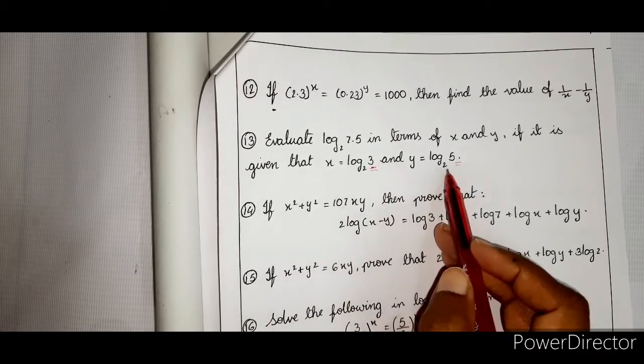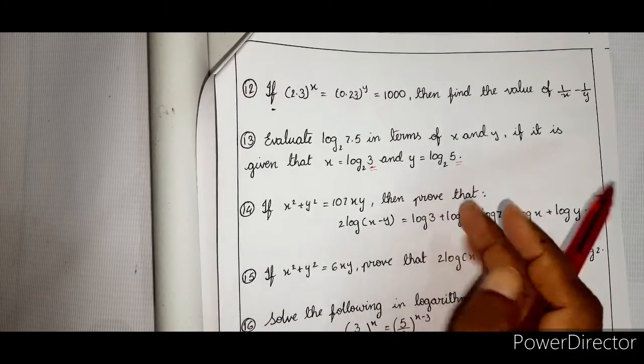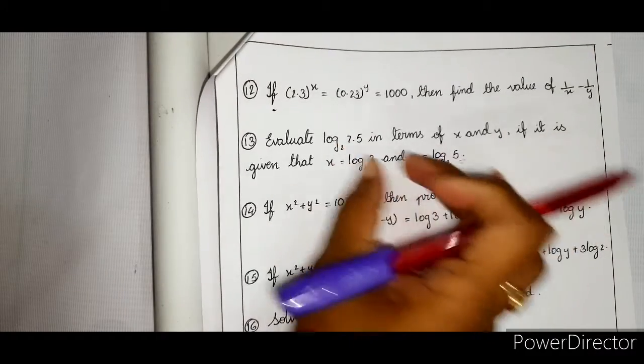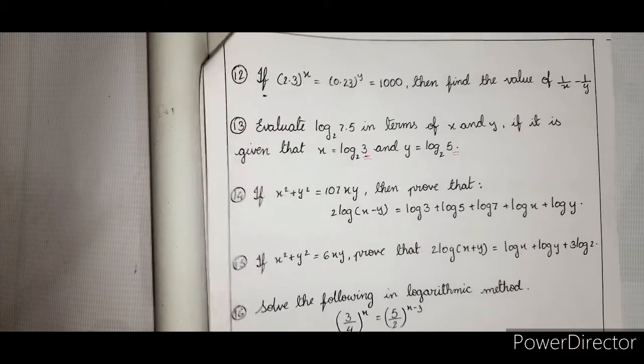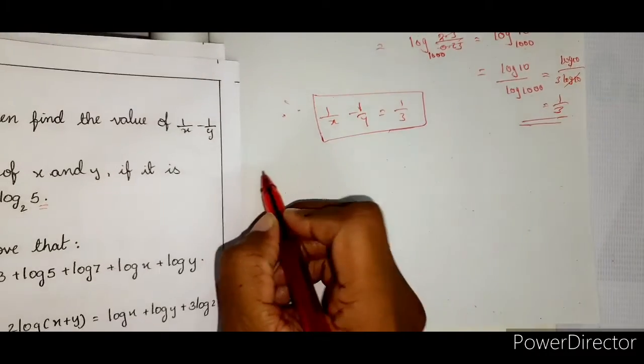I said always, whenever you are solving logarithms, you look at the form in which we want the answer, or you look at the things which are given, and try to find a rough relationship between how these can be determined. And that automatically takes you to the solution. Let's solve the 13th one now.